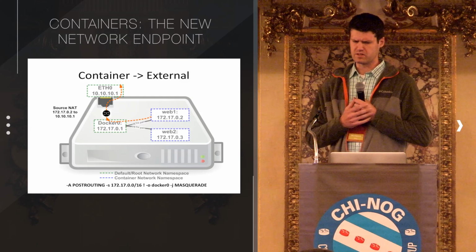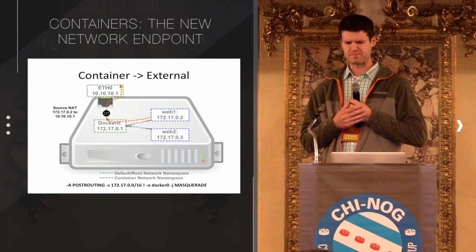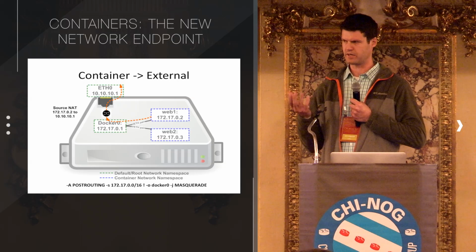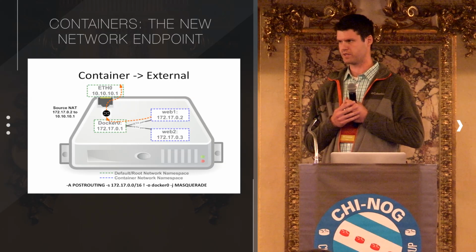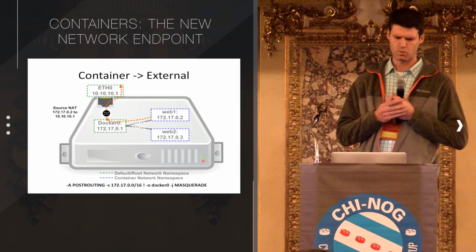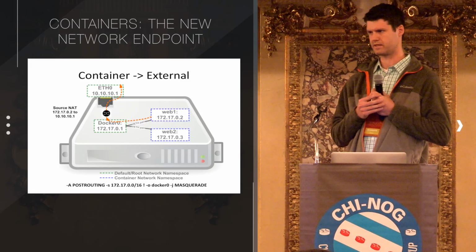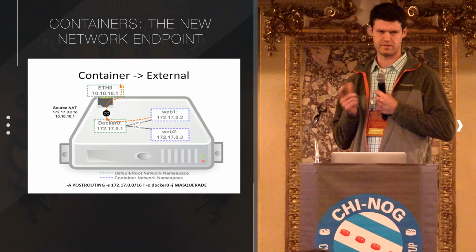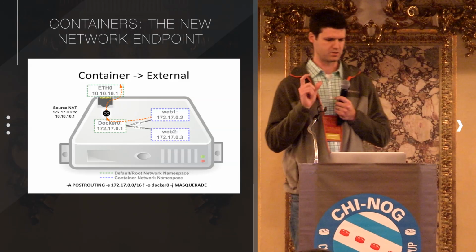The container to external is actually pretty straightforward. We saw that in our container we had a default route pointing at the Docker 0 bridge. That's how we achieve getting traffic back into the default or root namespace. Once we're there, Docker by default will create a set of iptables or netfilter rules. I use those terms interchangeably, I probably shouldn't.